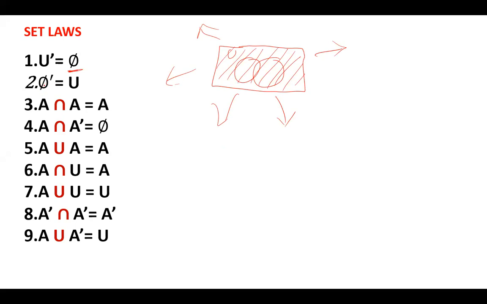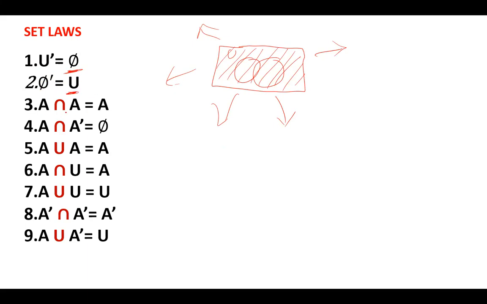Same applies when we say the complement of the empty set. So the complement of an empty set is simply just the universal set. So the complement of a universal set gives you an empty set. The complement of an empty set will give you a universal set.